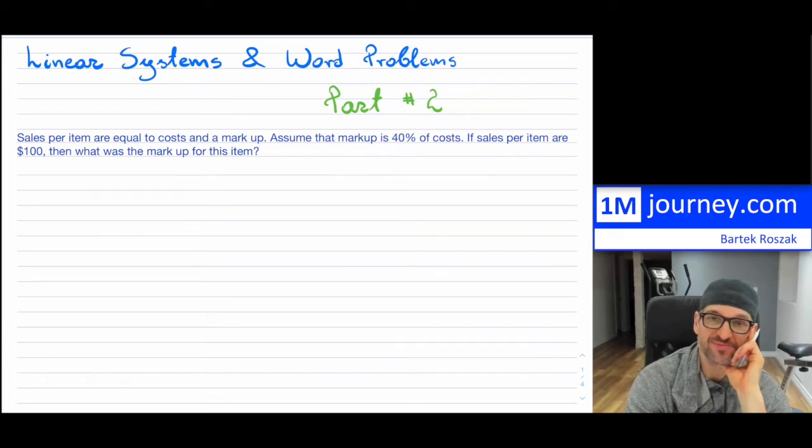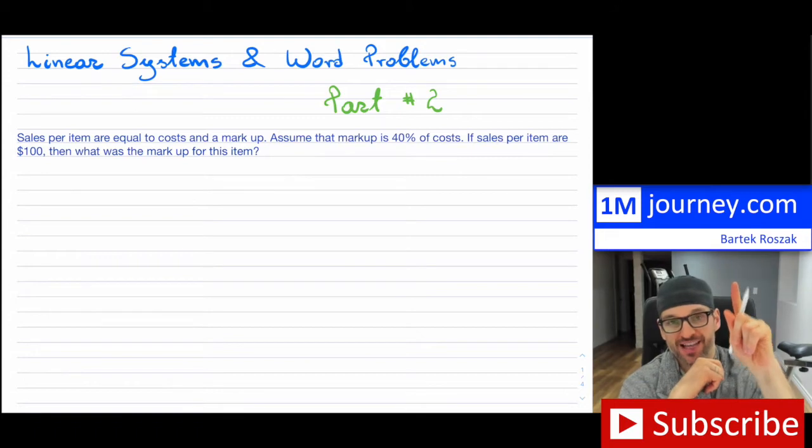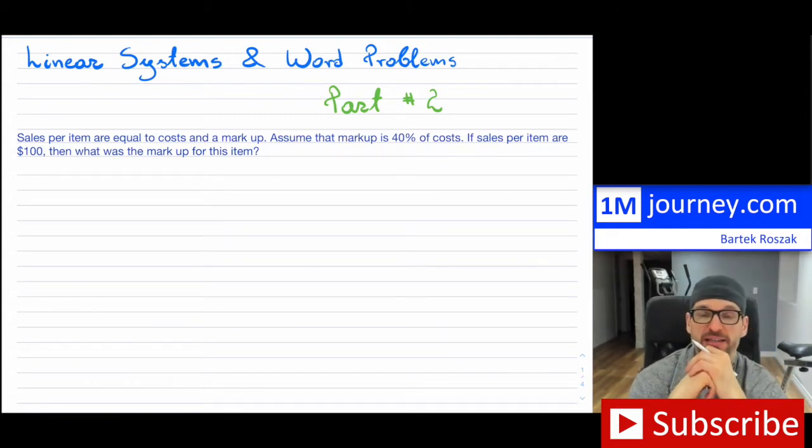All right, okay, we're back, part 2. So linear systems, word problems. If you missed part 1, you can take a look at the link I'll provide above. I started with basically 3 examples there. I'll continue with another 3 here.